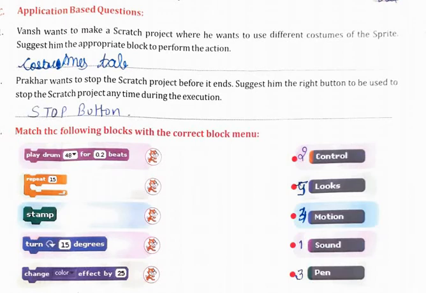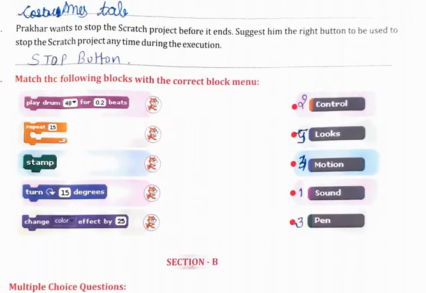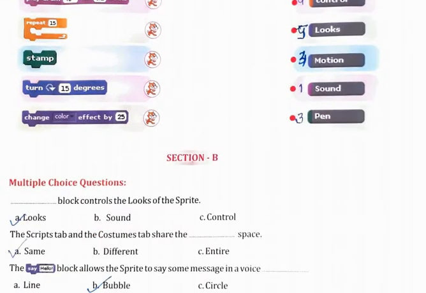Match the following. Play drum 48 for 0.2 beats. The answer is sound. Repeat 15. The answer is control. Stamp. The answer is pen. Turn 15 degrees. The answer is motion. Change color effect by 25. The answer is looks.